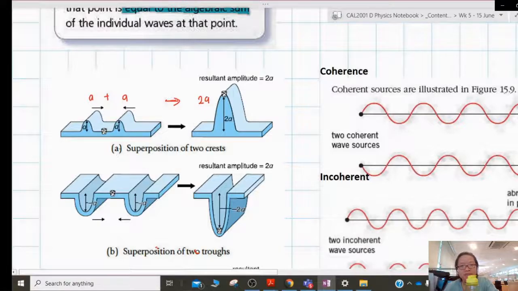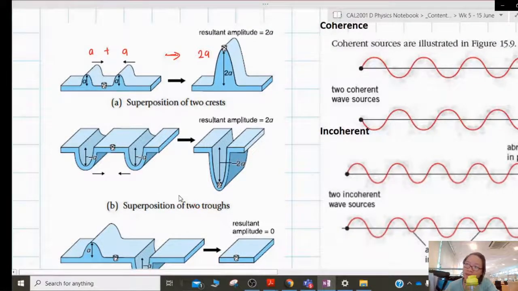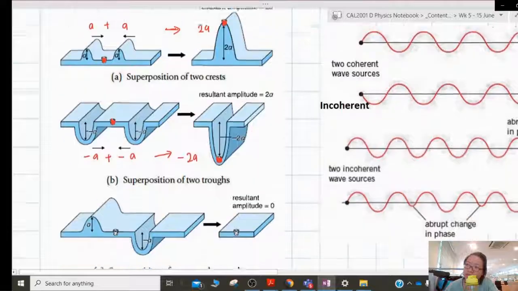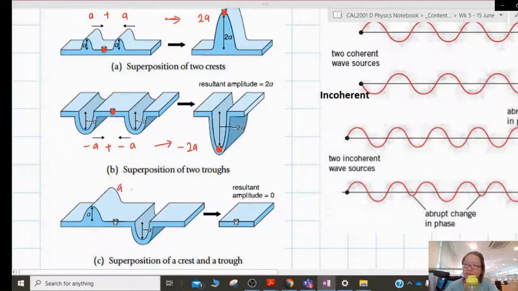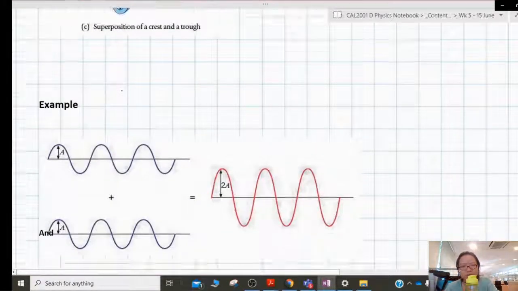You have two waves and they are overlapping, so you get A plus A, which gives you 2A, algebraic sum. You can see the cork is at a high position. If it's negative A plus negative A, you will get negative 2A. So this is two crests and two troughs. And what happens when you have one crest and one trough? They cancel each other out. The resultant amplitude is 0.